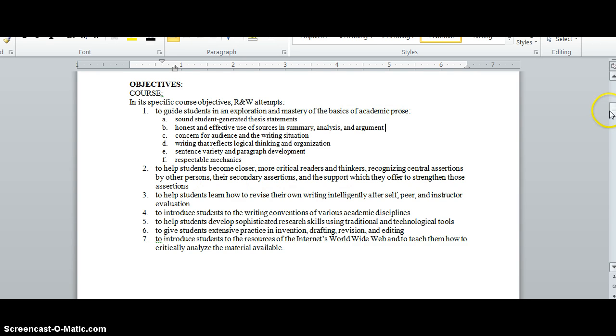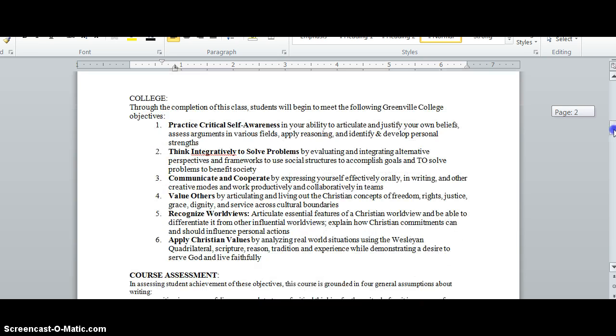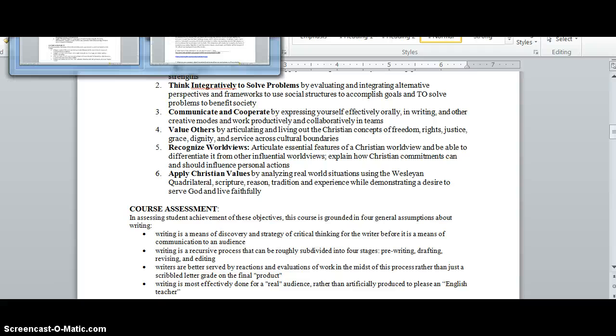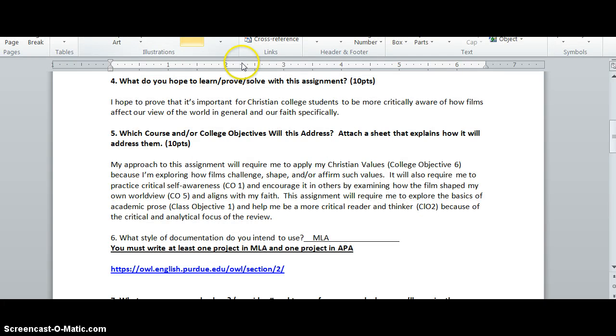Next, you'll notice that there are college objectives listed on the syllabus, and one of those objectives is to apply Christian values. If you're going to write a movie review for Christian college students, then you're going to have to apply Christian values. So that's how you answer question 5 on the writing project contract.